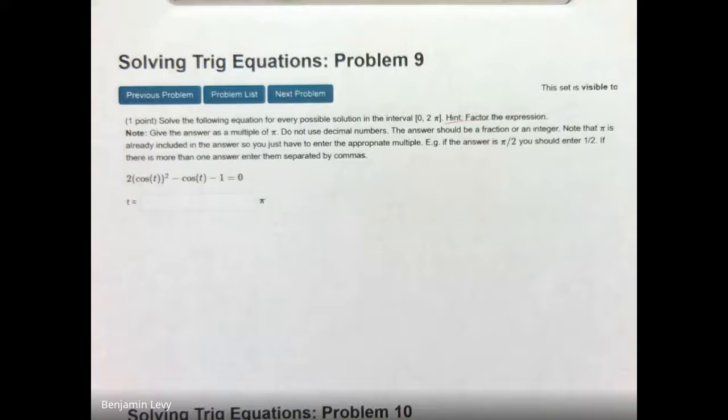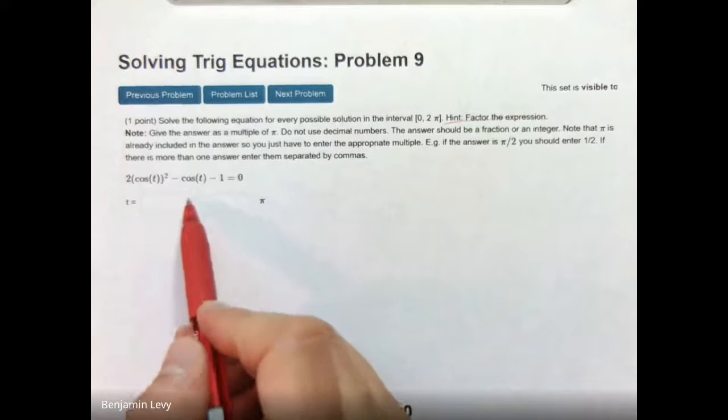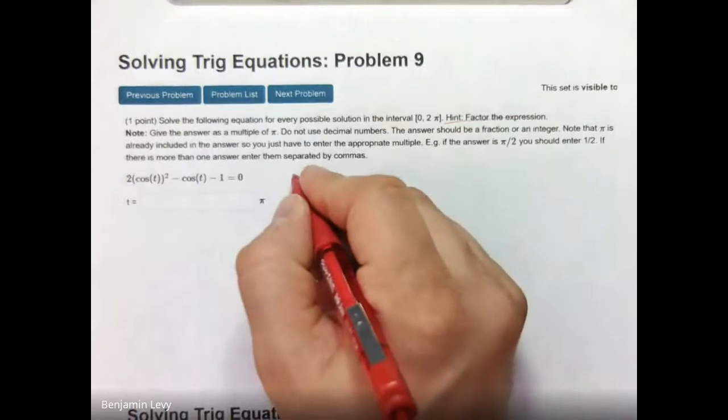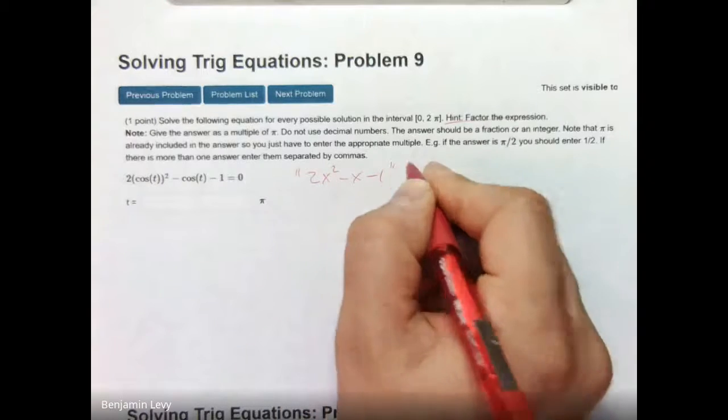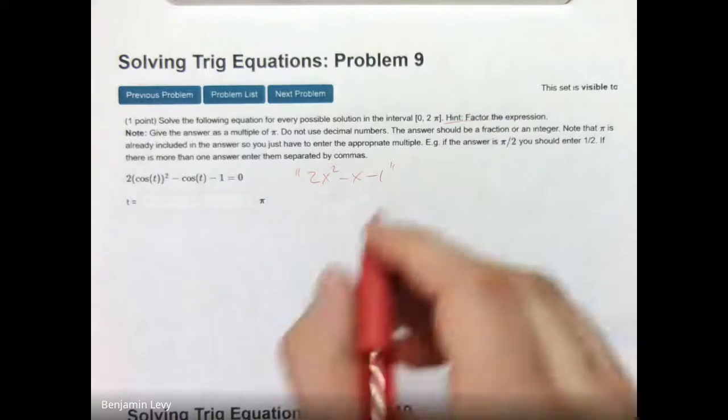Okay, I think part of the confusing thing on this problem is how you enter the answer. So let's solve it first, and then we'll figure out how to enter the answer. I think that's what's confusing me right now, at least. So anyway, it wants us to factor it. Hopefully you can see that we've got 2 cosine squared minus cosine minus 1. So this is kind of like 2x squared minus x minus 1. So you want to think about it like a quadratic and factor it.